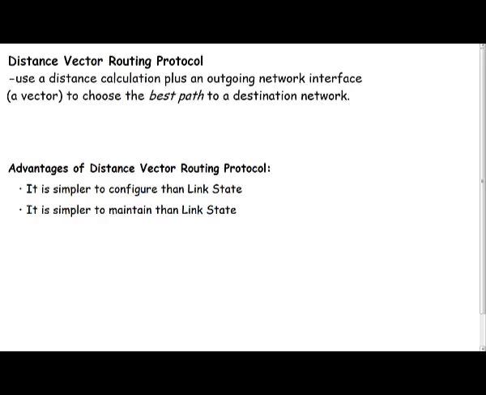RIP and RIP version 2 use the distance vector routing protocol process. They use the distance calculation plus an outgoing network interface, a vector, to choose the best path to a destination network. Advantages of distance vector routing protocols: it is simpler to configure than link state, and it is simpler to maintain than link state.